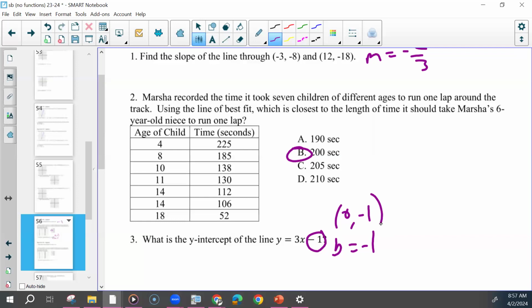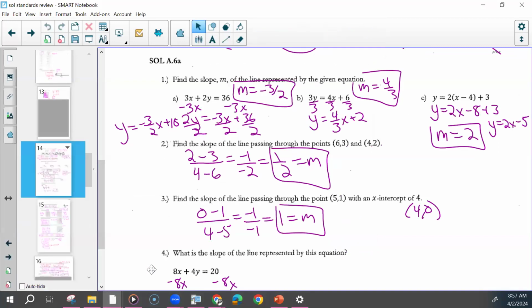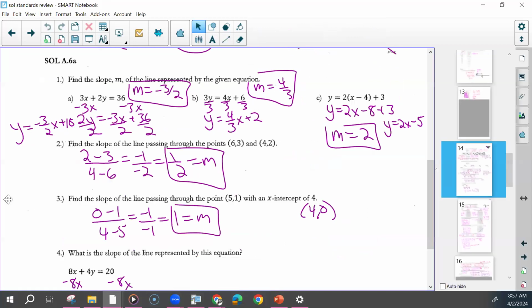Let's talk about the SOL. So I'm going to show you all the answers for 6A and 6B. You don't have to write down all the work, but write down at least the answers, either on your packet or on a separate sheet of paper. So all of this could have been done in Desmos.